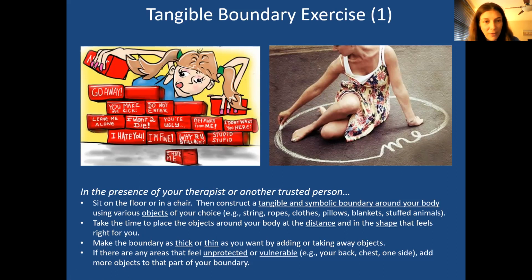Okay, so here's the deal. You sit on a floor or on a chair, and then you use whatever objects you want that are just kind of around to construct a tangible boundary. It could be some grocery bags, some of your kids' toys, pillows, or piled up blankets, whatever you want to use to create a kind of wall around yourself. Construct it however you want and put it together in a way that feels comfortable. All right, keep adjusting it till it feels right.